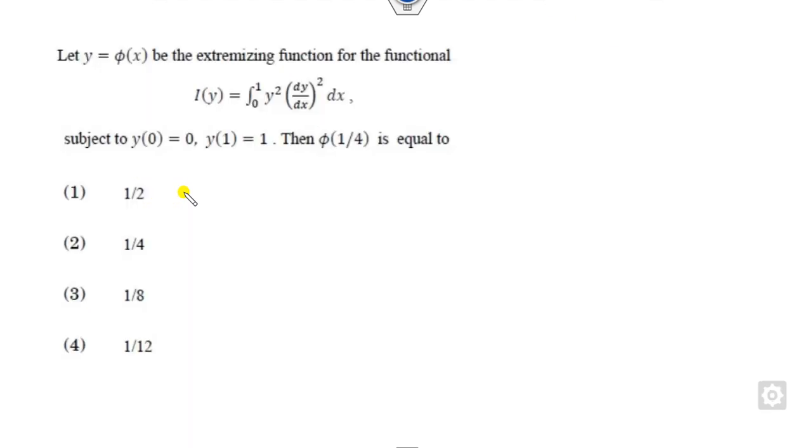Okay, now look at this one. How can you solve it? Again you can see this is independent of x.